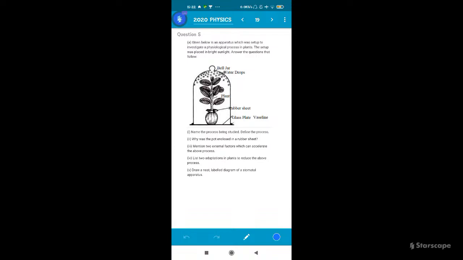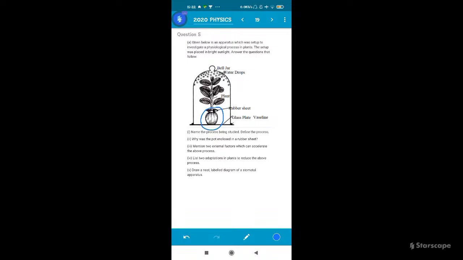Now your next question is, why is the pot enclosed in a rubber sheet? As you can see, the pot is covered with a rubber sheet. What is the answer for that? We want to just check transpiration. If the rubber sheet was not there, the water formed inside the bell jar might have contained water evaporated from the soil present in the pot also. But we don't want that to happen. We just want to locate the water which is released through transpiration. So in order to identify the water which is lost only through transpiration, we have covered the pot with a rubber sheet.